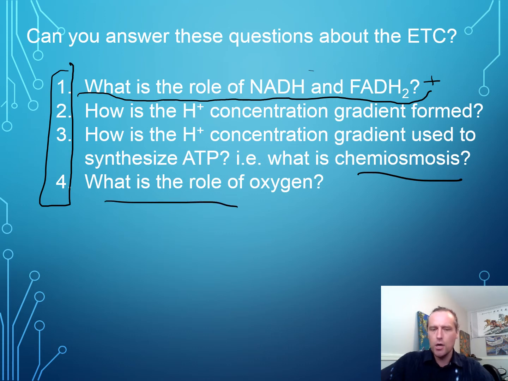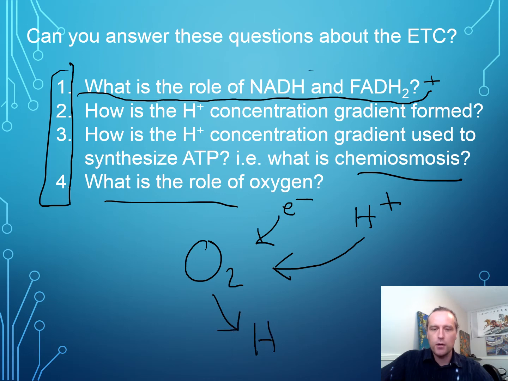What's the role of oxygen? We can call it the terminal electron acceptor. It accepts the electrons at the end of the electron transport chain. Those protons, or H pluses, that diffused back into the matrix also bind to oxygen, and that's how we get the formation of H2O as the final byproduct.